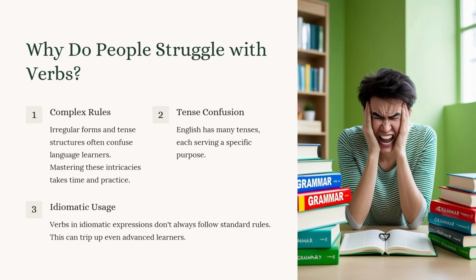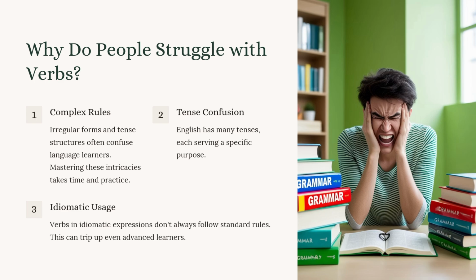And the third one is idiomatic usage. English is filled with phrases and expressions that don't follow the usual rules, like phrasal verbs. So for example, "give up" does not mean "give" or "up" individually. It means to stop trying. And these idiomatic expressions often leave learners scratching their heads.